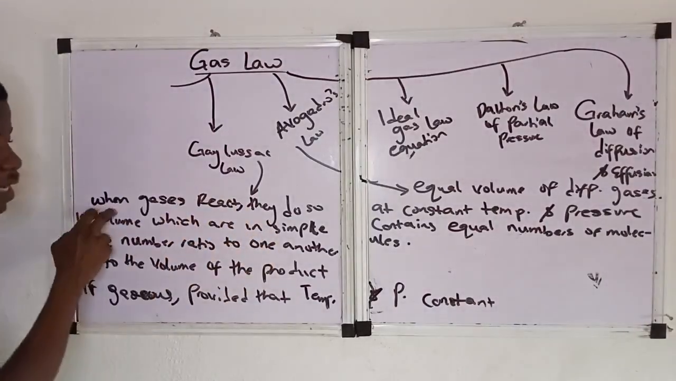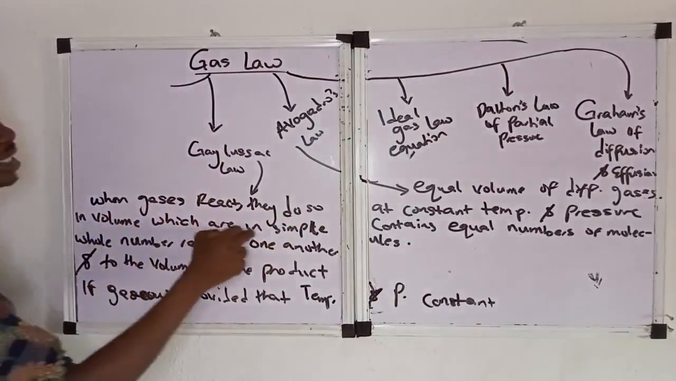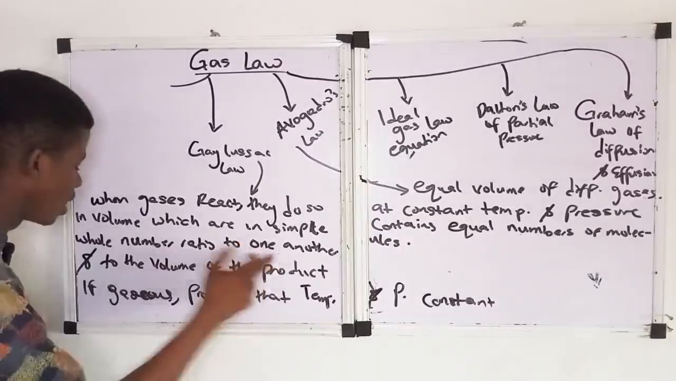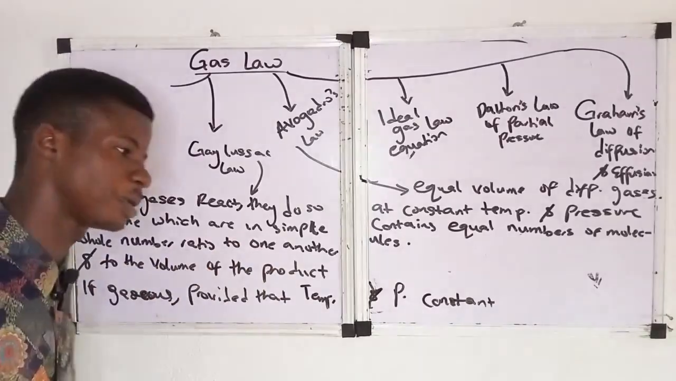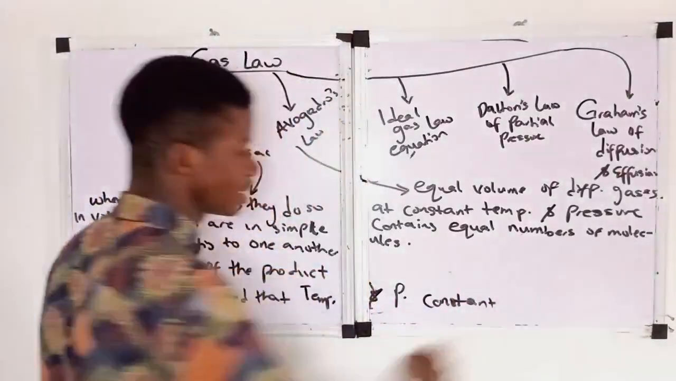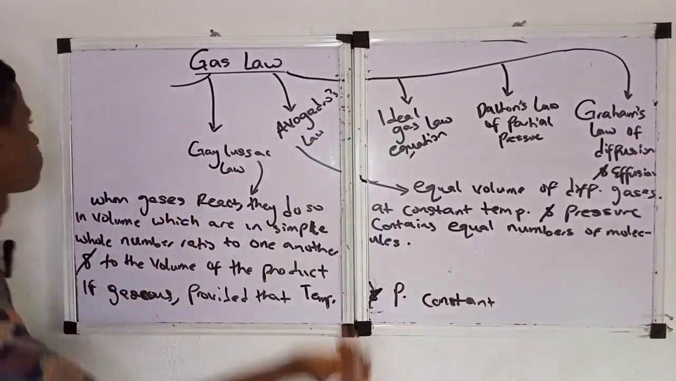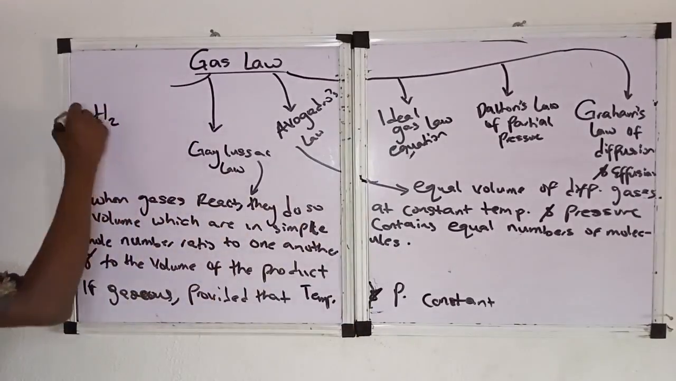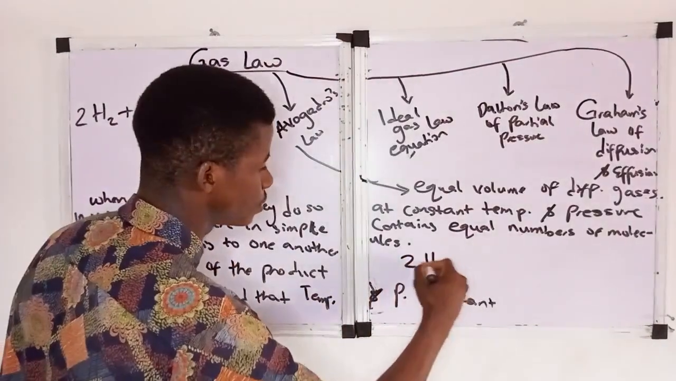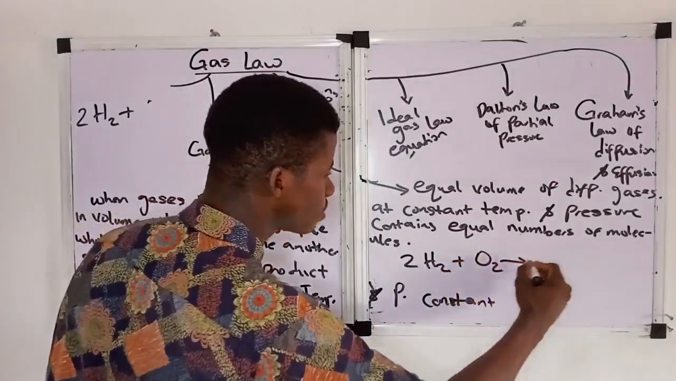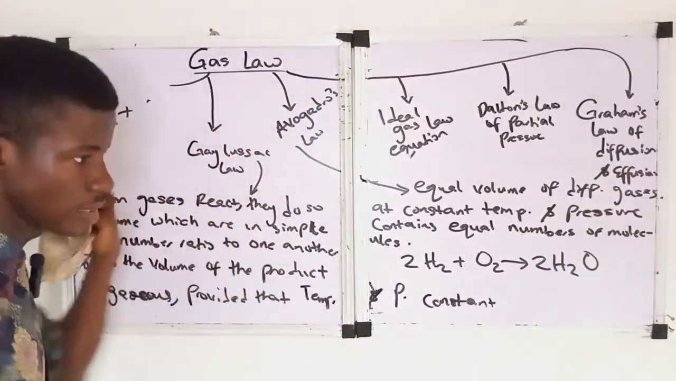The law states that when gases react, they do so in volumes which are in simple whole number ratio to one another, and to the volume of the product if gaseous, provided that temperature and pressure remain constant. This law is very easy. The law is saying that when gases react, let me use hydrogen reacting with oxygen to form water. This reaction is balanced.